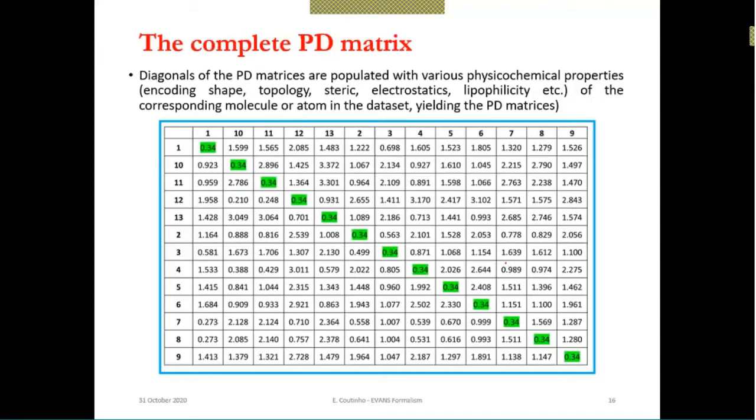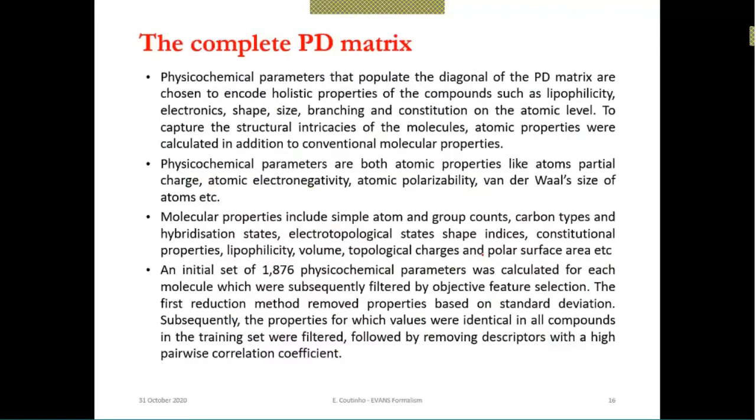I hope this is clear to you. For one molecule, we can build many, many PD matrices. What is common in the PD matrices is the distances, but the diagonals will all be different. What sort of physicochemical properties can we add? We can add both molecular physicochemical properties as well as atomic properties.